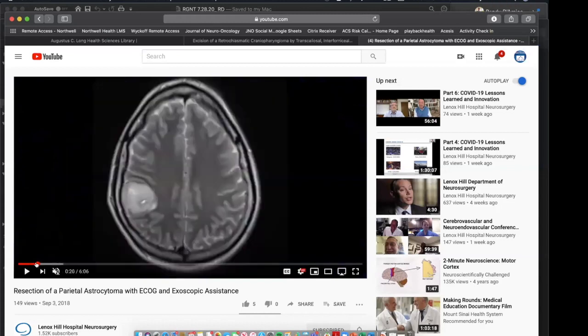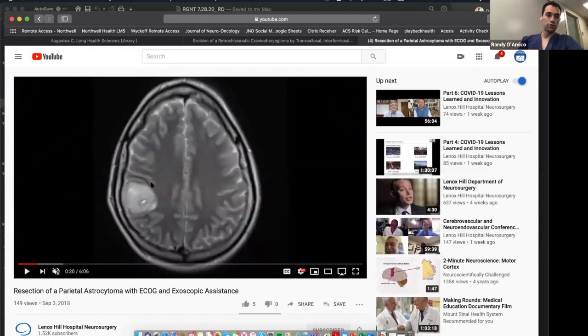So the main thing here is, again, we look at our imaging, all right? And so we've got a non-enhancing T2 positive. I'm gonna tell you it's not enhancing. We don't have the enhancing images, but you know, FLAIR positive T2 hyperintense lesion in the right parietal lobe.